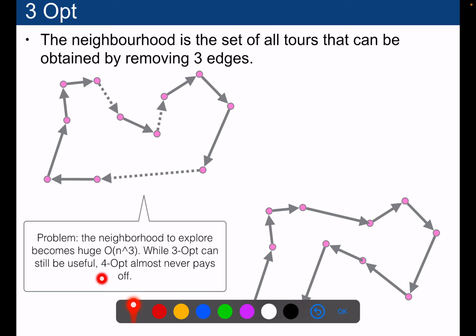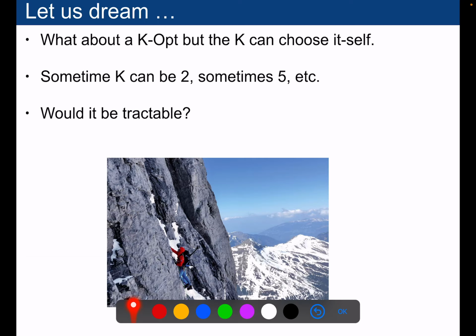And four-opt almost never pays off, right? Because the time complexity is too large, even for a few hundred cities. So what we would really like to have is something like, let's dream a little bit, k-opt moves, okay? Ideally we would have a k-opt move, and the best is if k could be chosen by itself, right? Sometimes k can be 2, sometimes it can be 5, but clearly you can possibly think, and you would be right, that it could be intractable, okay? Because the time complexity is increasing with k in the exponent.